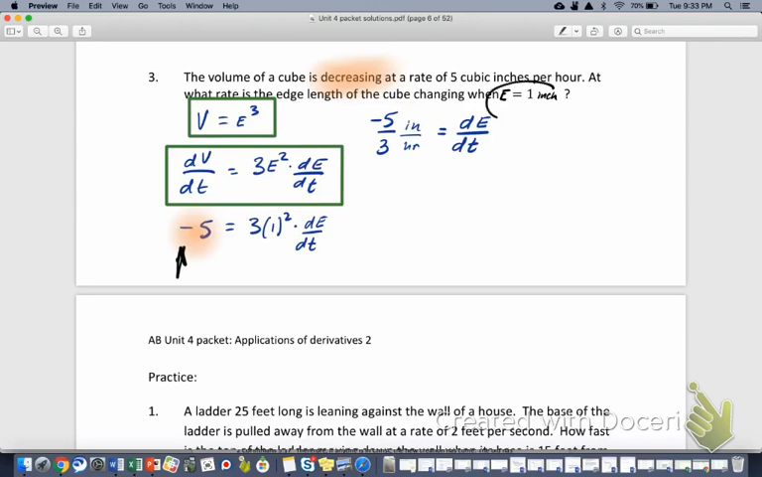My freeze frame moment was here. That's why I plugged in the 1 for E. And of course I come up with this -5/3 inches per hour for my rate of change of edge length. Hope these units make sense.